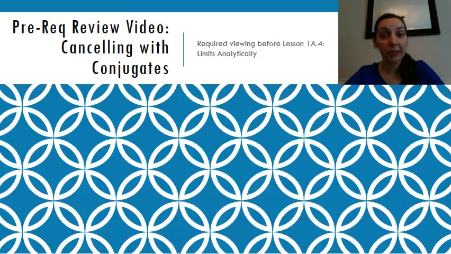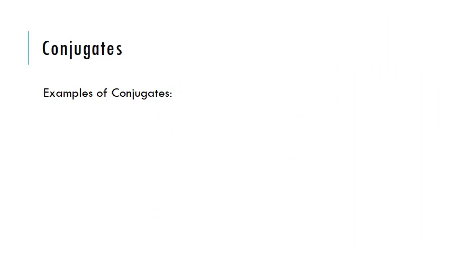Okay, in this video, we're going to be looking at conjugates, what they are, and how we're going to be using them in calculus. If you have a binomial expression like x minus 3, then its conjugate is basically the same binomial, but with the opposite operation in the middle. In other words, if it's x minus 3, then its conjugate would be x plus 3.